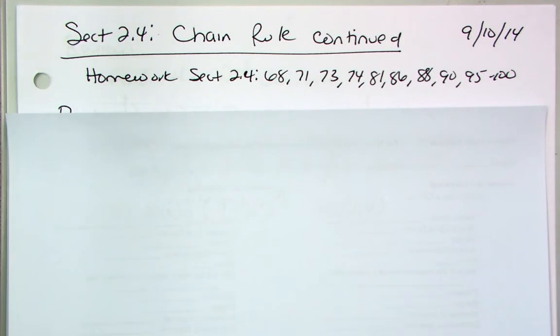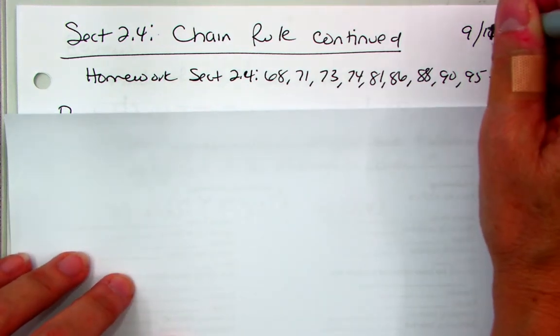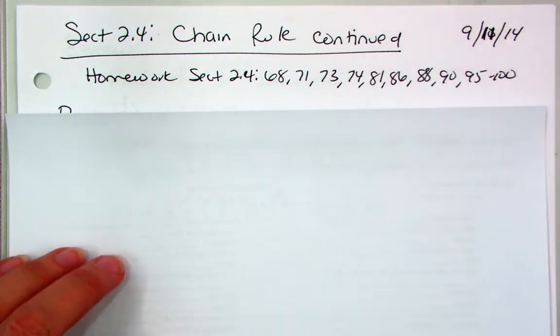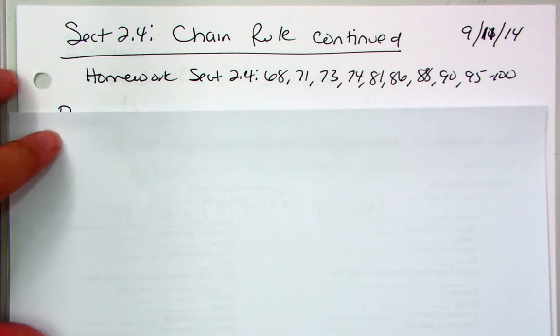Today's video is section 2.4, the chain rule, but it's a continuation. And actually, since we skipped a day because of the presentation, I believe this will now be 9/11. Anyways, homework for this is section 2.4, 68, 71, 73, 74, 81, 86, 88, 90, 95 through 100.